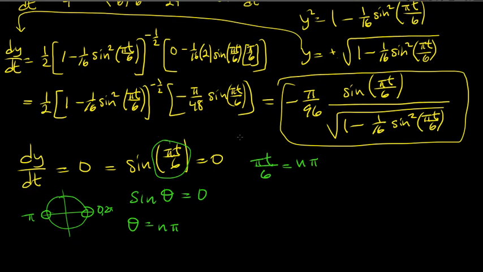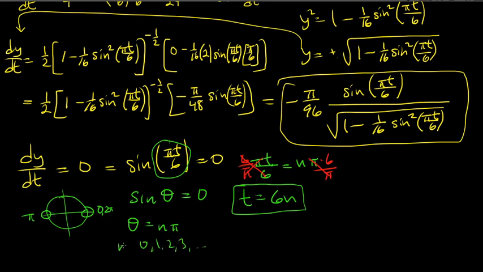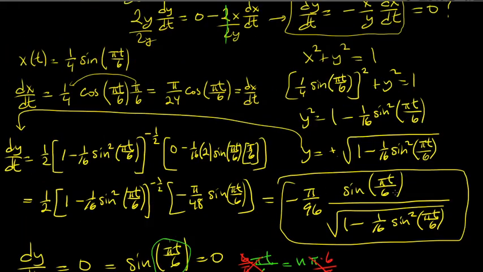Right. So same trick as before, multiply by 6 over pi on both sides. That cancels the pi. So t is going to equal 6 times n, where I'm just using n for any integer, right? So 0, 1, 2, 3, and so on. Okay, and now we just have to figure out which n it is.